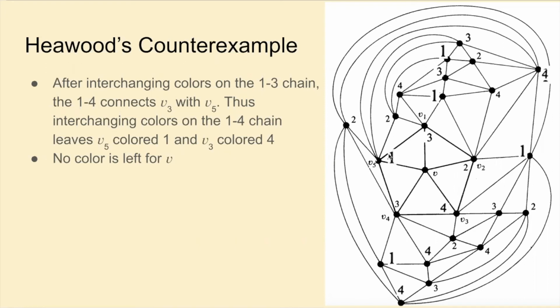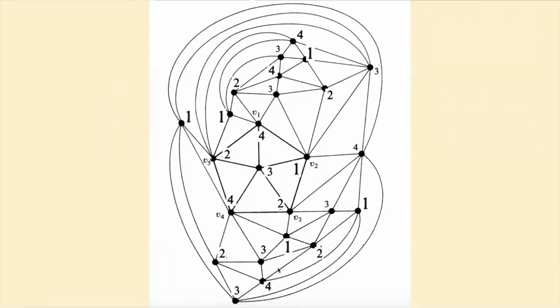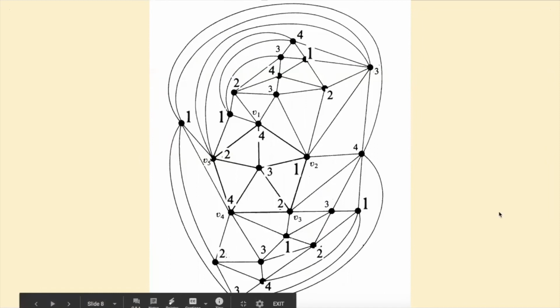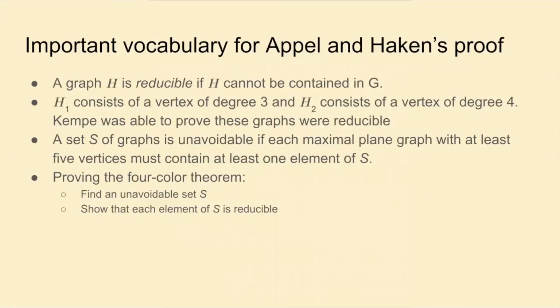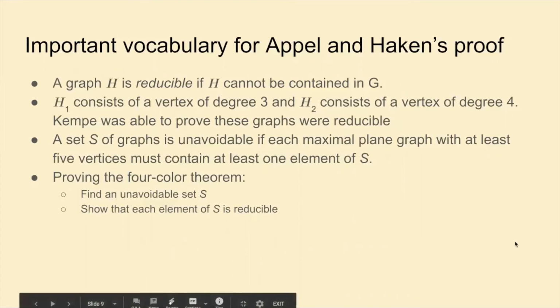And now we see that V5 is colored 1, V3 is colored 4, and there's no color left for V. Although Haywood's counterexample could be four-colorable, he used it to show that Kemp's proof did not always work. Important vocabulary for Apel and Hagen's proof. A graph H is reducible if H cannot be contained in G.